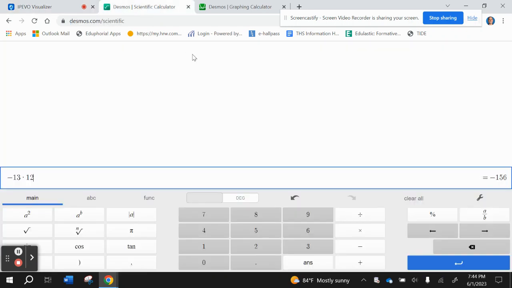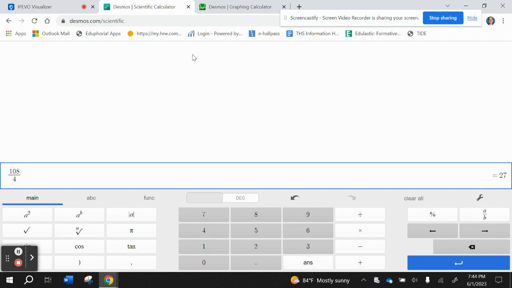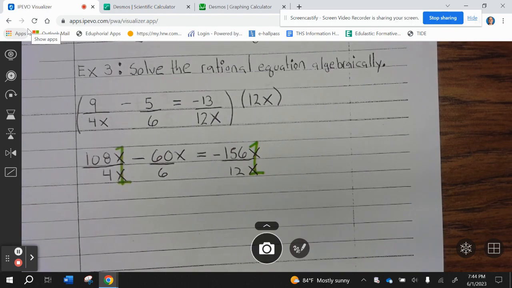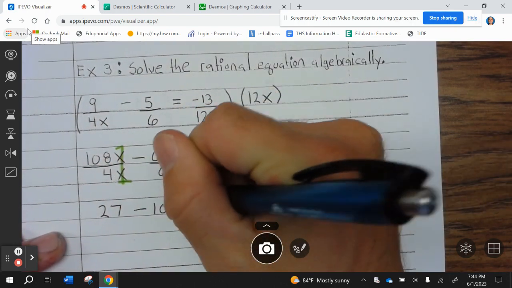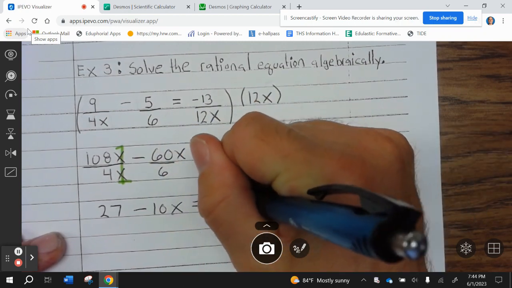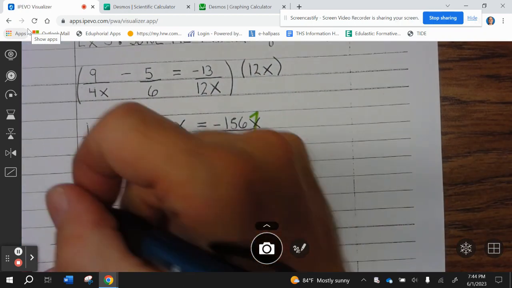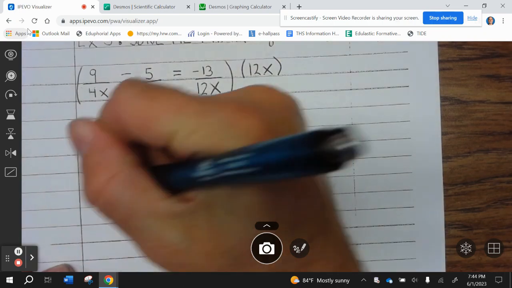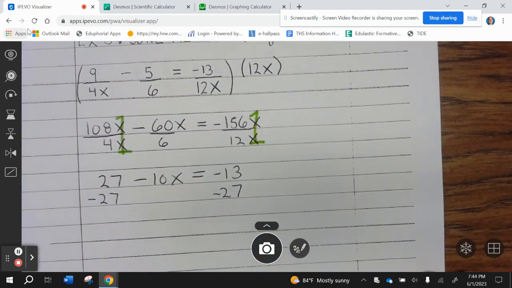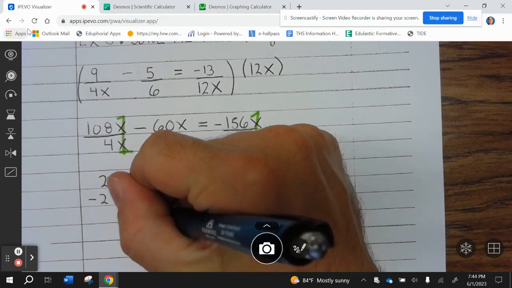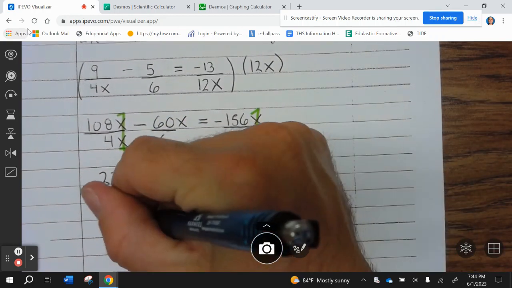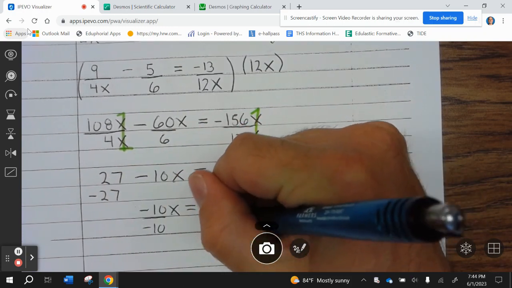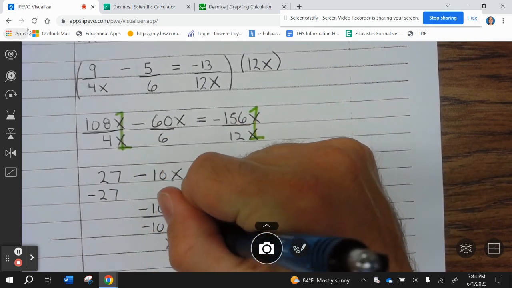So now let's see, 108 divided by 4 is 27. So 27 minus 10x equals negative 13. So we're going to subtract 27 from both sides. And you get negative 10x equals negative 40. Divided by negative 10, x equals 4.